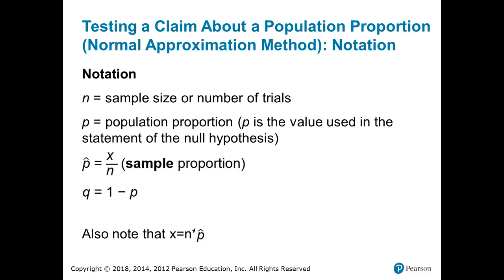Some notation, you should already know these. n is the sample size or number of trials of your sample. p is the population proportion, and it's also the value used in the statement of the null hypothesis. p hat is the sample proportion, which is x over n. q is going to be 1 minus p, and also just note that x is going to be equal to n times your sample proportion, where x is the number of successes within your sample.